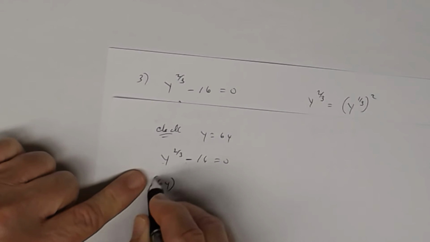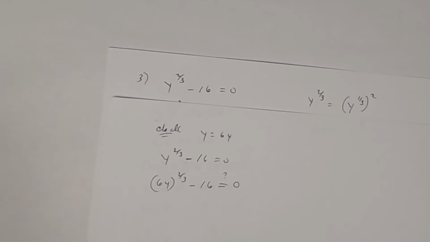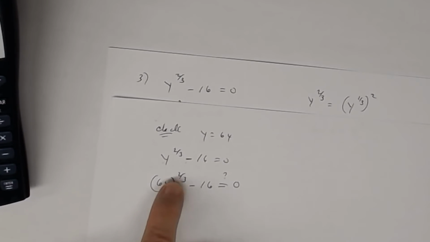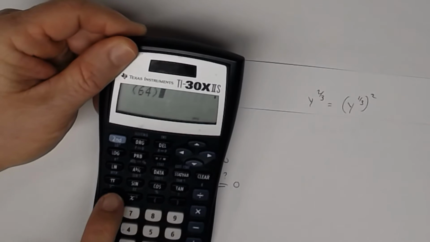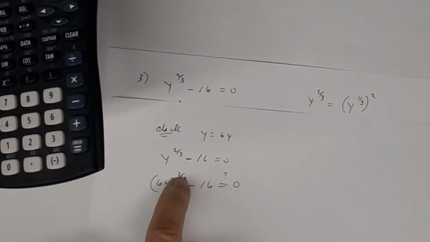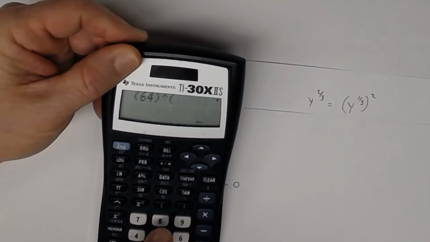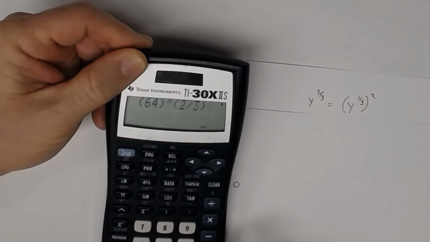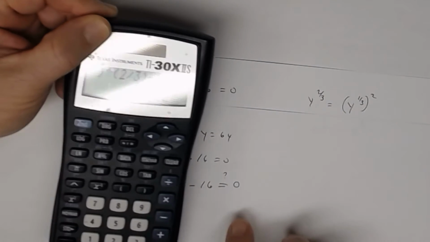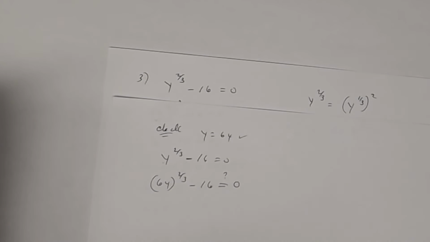So I get 64 raised to the 2/3, just like this, minus 16, and I want to see if that's going to equal 0. So on your calculator, 64 to the 2/3. So put that in parentheses, 64, close the parentheses, raise it to, now see this is a fraction, right? 2/3 is a fraction, so make sure you put that in parentheses. 2 divided by 3, close, and then minus 16 and press equal, you better get 0. And I get 0. Okay, so I did the work correct, so 64 is the solution.